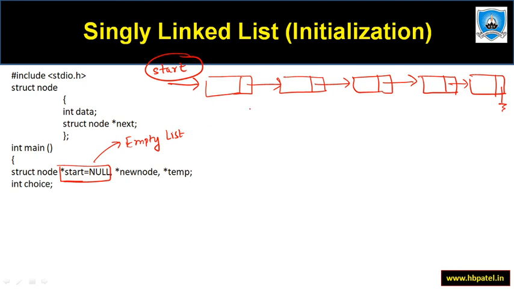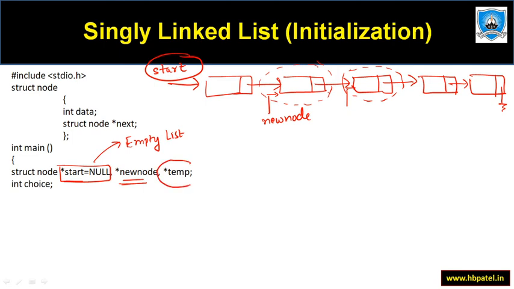Then what is new node? Every time you create a node, the pointer used will be new node. Supposing you are creating this second node, the pointer used will be new node. Next time, when you create the third node, the pointer used is new node. So new node is a pointer that is used at the time of creation.